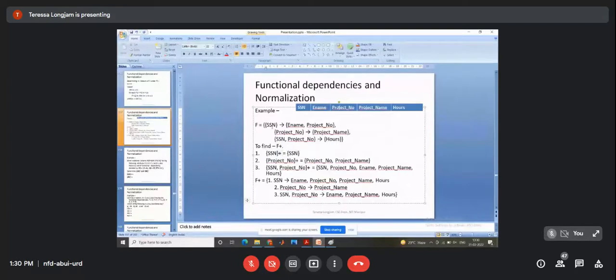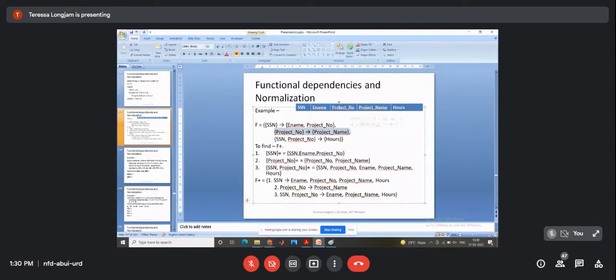So let us see the first functional dependency. Here you can see this is Y, and this Y is a subset of X plus, isn't it? Because we have this SSN here in the set. So what are we going to include here, tell me. Ename and project number. So we'll include ename and project number.